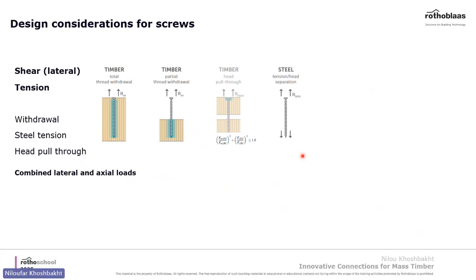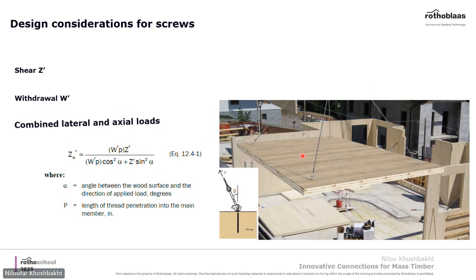And in the end, we have combined lateral and axial loads. For example, if you look at this rigging device, the screw has been loaded both in shear and withdrawal. And NDS gives a formulation for that, using the shear capacity, withdrawal capacity, and considering the angle between the load and the surface of the wood.